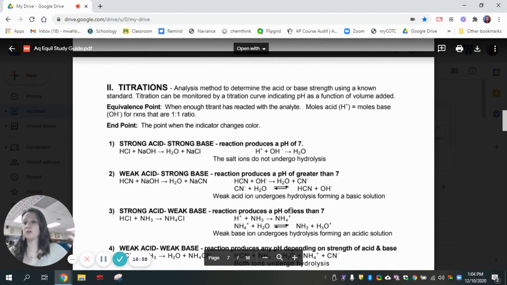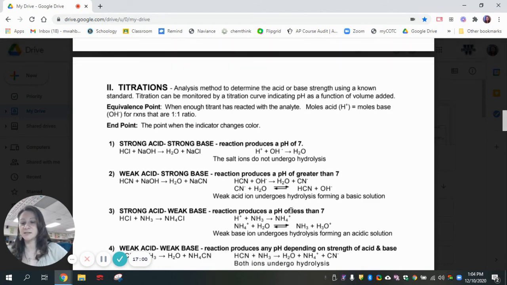So this is an overview of titrations. Like I said, in the next couple of lessons, we're going to study how to do calculations in titrations of different strengths of acids and bases.